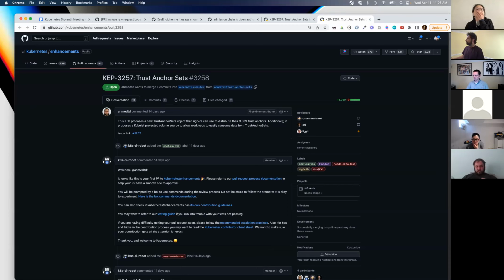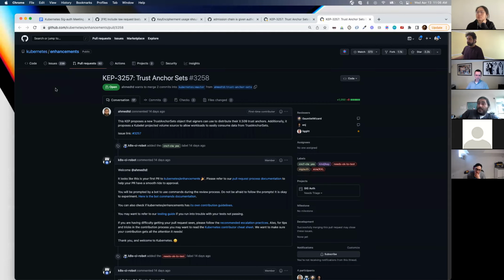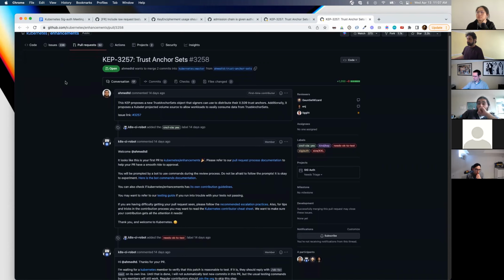The proposal has two pieces. The first piece is defining the actual trust anchor sets API object and its semantics and how we control access to it using RBAC. And the other is a kubelet projected volume source that allows pushing certificates that are contained in a trust anchor sets object into a pod file system for use by pods.